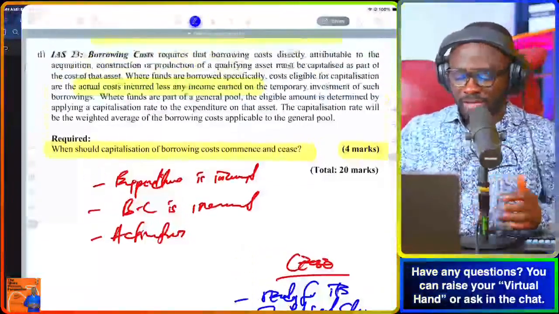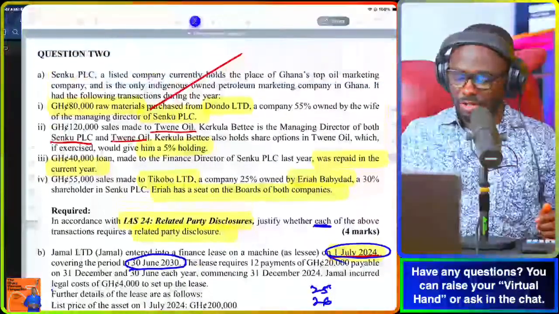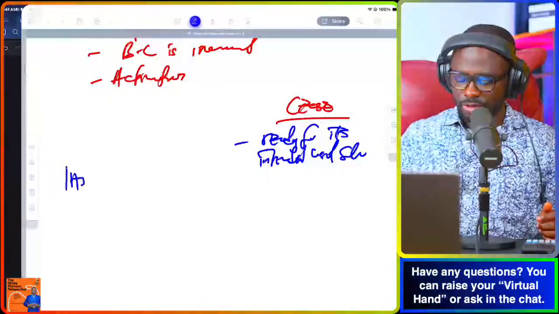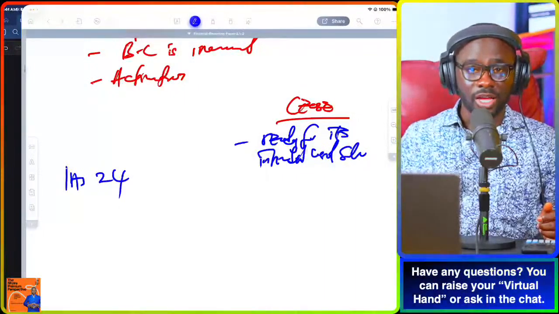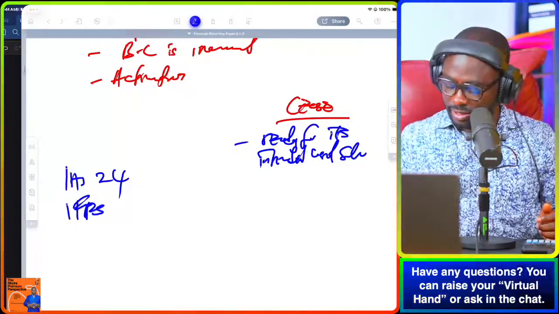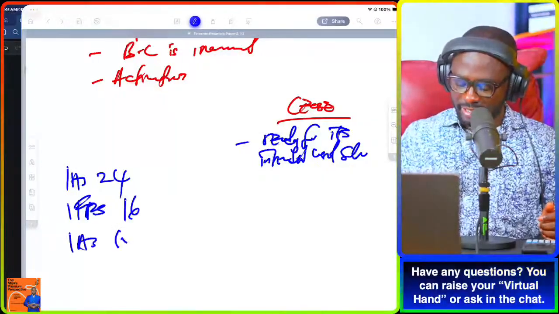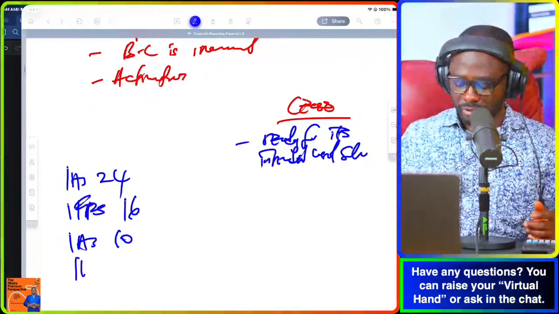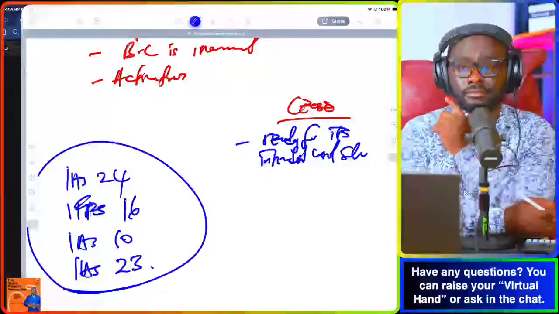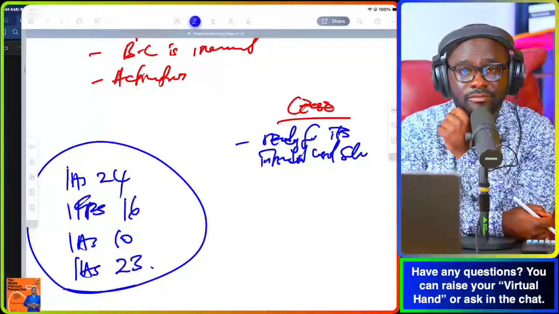So for 20 marks, 36 minutes, students were required to apply IAS 24, related party disclosure, IFRS 16, leases, IAS 10, events after the reporting period, IAS 23, borrowing cost. And that's the beauty of the question.